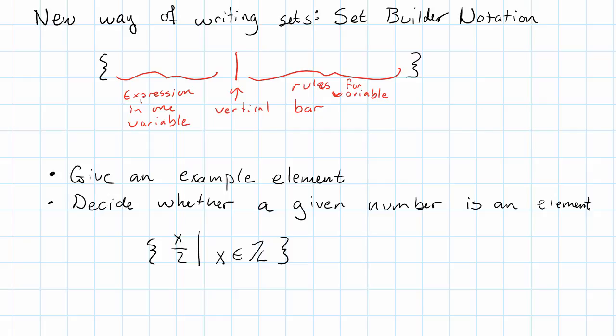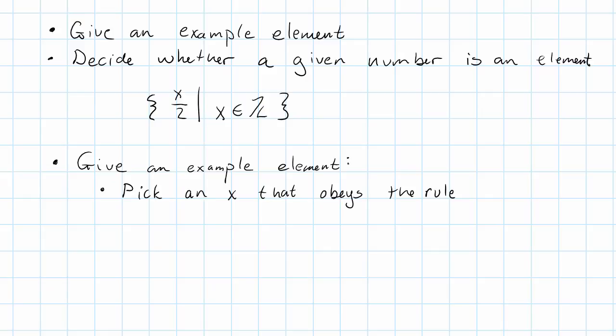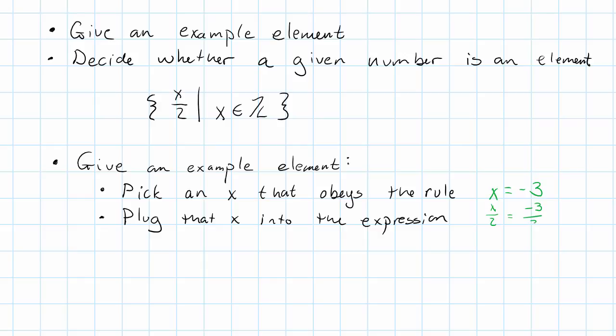To give an example element, first we'll pick an x that obeys the rule. The rule is that x must be an integer, so let's pick x equals -3. -3 is an integer. And then plug that value of x into the expression. If x is -3, then x over 2 is -3 over 2. -3 over 2 is an element of that set.